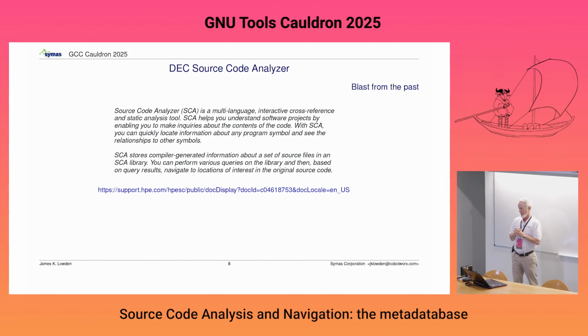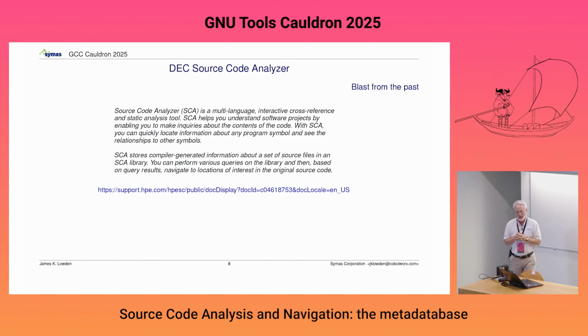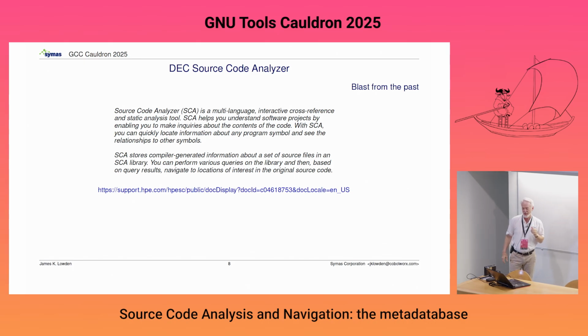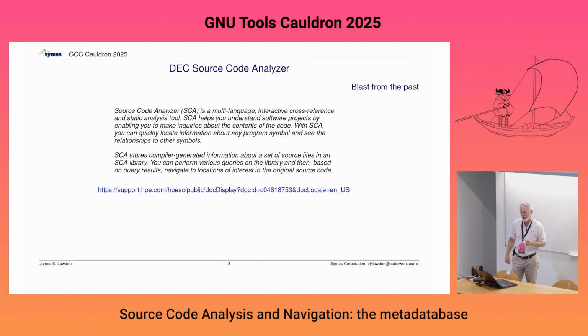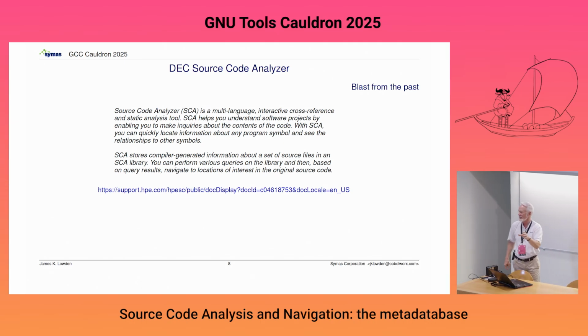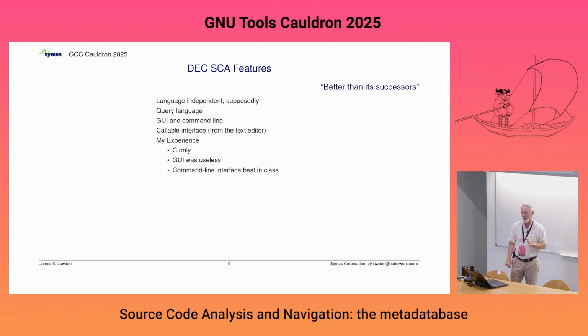So the antique tool that I mentioned at the beginning, Digital Equipment cleverly called the Source Code Analyzer. I used it in 1995. It claims to be multi-language. I only used it for C. I'll get to that in a moment. But it does things that nothing I use can do now. Yet today, you can get it from Digital. If you've got VMS, you'll have a good tool.